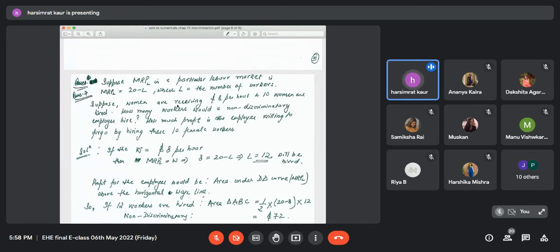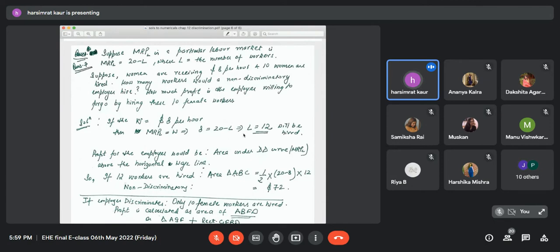Now suppose women are receiving $8 per hour. Okay, that is their wage rate, and 10 women are hired. They are giving you L, as well. How many workers would a non-discriminatory employer hire, and how much profit is the employer willing to forgo by hiring these 10 female workers? So guys, this is similar to the question we have done in question number 2. We are just doing it because there are some extra values given.